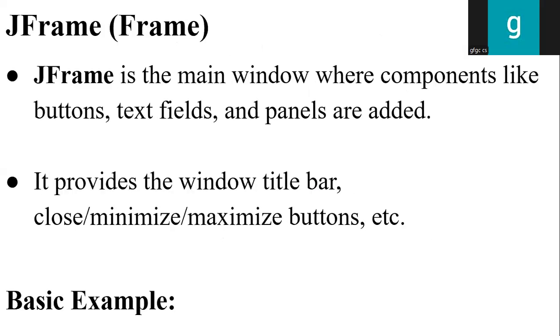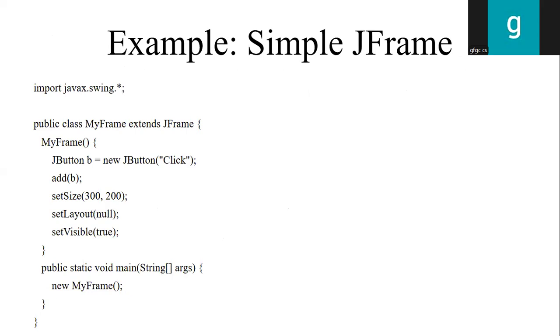Here I'm going to explain about the JFrame component. JFrame is the main window where components like button, text fields and panels are added. It provides the window title bar, close, minimize, maximize buttons, etc. by default. Basic example. Here I have given a simple JFrame program. What I have done is imported javax.swing. Again, we have to import java.awt.event.